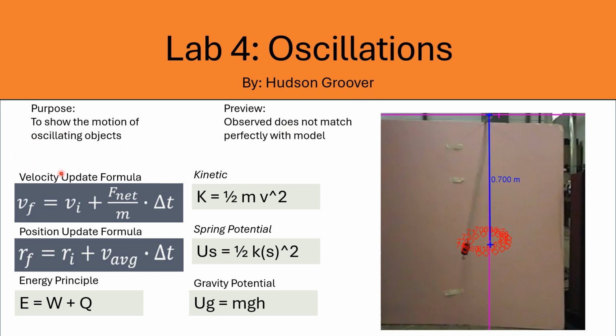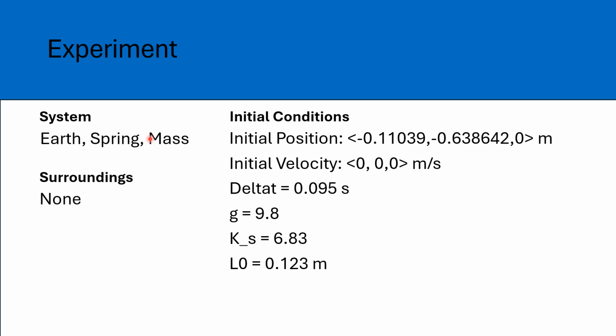And then we'll be using the velocity update formula, the position update formula, and newly the energy principle, which will be using kinetic energy, which is 1/2 mass times velocity squared. And then for our potential energy, spring potential and gravity potential. So during our experiment, our system will be Earth, the spring, and the mass, and there will be no surroundings. So this means we can work with potential energy with all those things.